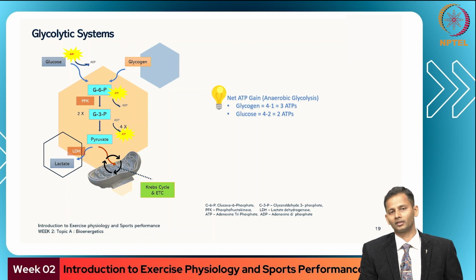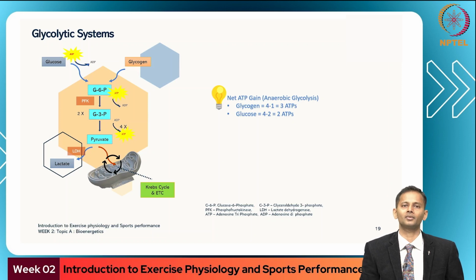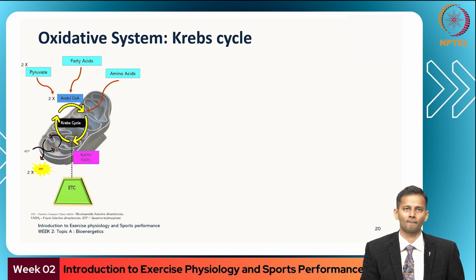And if pyruvate has adequate oxygen availability, this pyruvate may get translocated into the mitochondria where the oxidative metabolism happens, and this process of chemical reactions in the mitochondria is termed the Krebs cycle and electron transport chain. So in this session we will be discussing in depth the oxidative system and also various applications and factors that determine the application of these energy systems in sports.